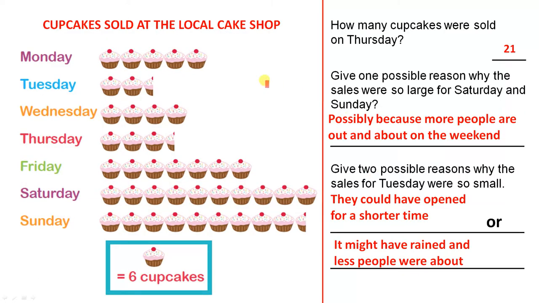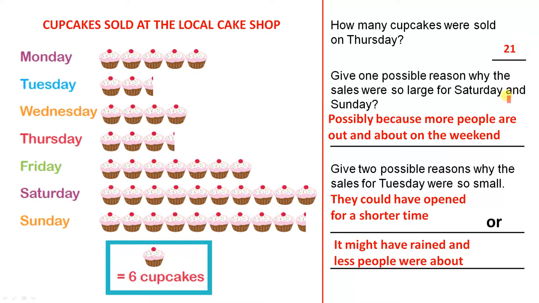Cupcakes sold at the local cake shop. Very attractive graph. Here is Monday to Sunday. So there it is there, 7 days. And here we have that each of these symbols represents 6 cupcakes. That looks like half a symbol, so that has to be 3 cupcakes. So how many cupcakes were sold on Thursday? If you go to Thursday, you'll see 6, 12, 18 plus 3 is 21. So 21 cupcakes were sold on Thursday.